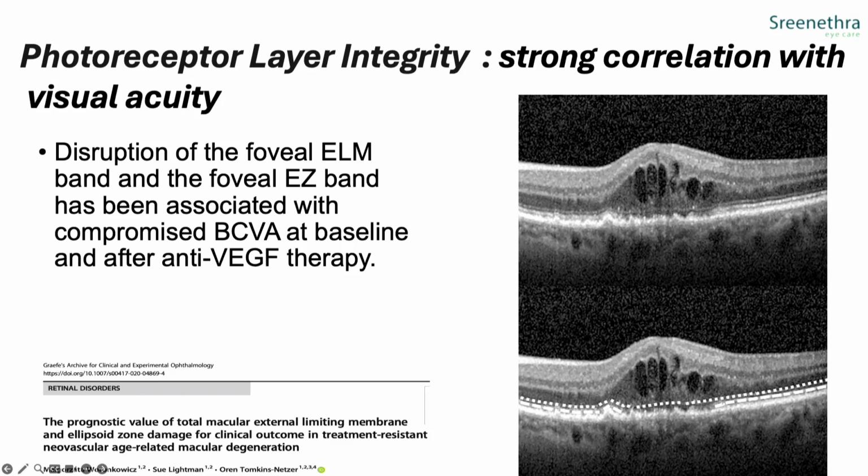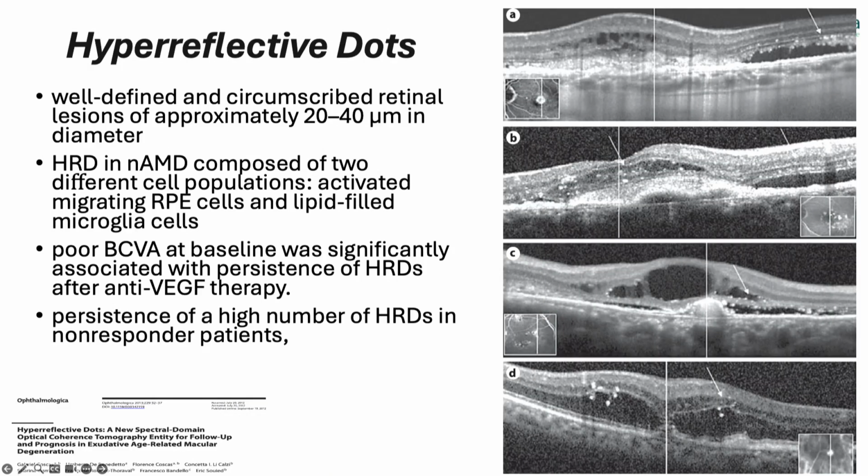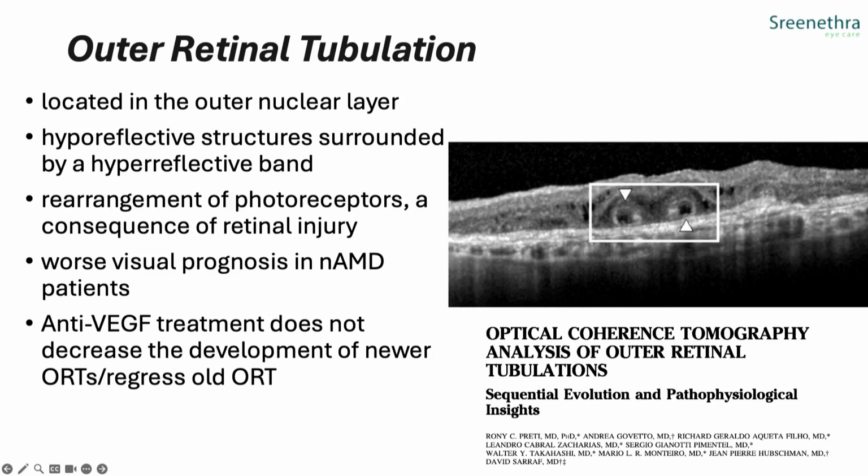Photoreceptor layer integrity, if you see the disrupted external limiting membrane and the foveal EZ band, that is associated with compromised BCVA at baseline and despite treatment. Hyperreflective dots are these well-defined circumscribed lesions that are around 20 to 40 microns, and these are actually the lipid-filled microglia cells. There is a persistence of high number of these HRDs in the non-responder patients.